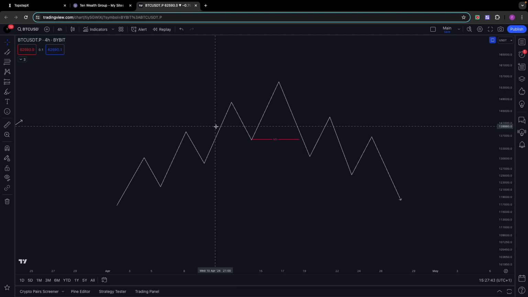So remember, you want your higher time frame bias. Which way are we going in the market? Okay, are we consolidating? Are we bearish? Are we bullish? What's the structure in the higher time frame markets?